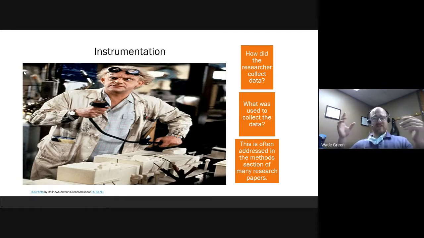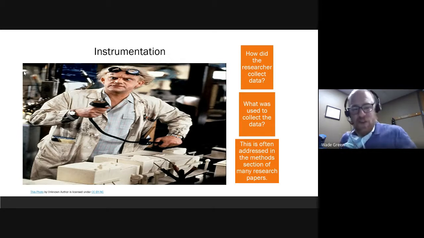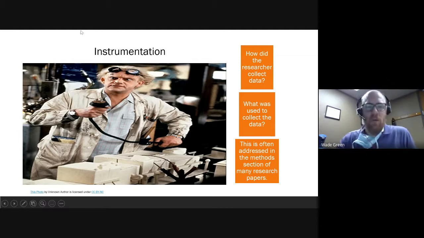Oftentimes, people will utilize a specific protocol or a specific device within a study to collect data. That is often called instrumentation. And when it is utilized inside of a research manuscript, the author will often write a section describing the methodology of how that instrumentation was used. So instrumentation is a very, very important part, obviously, of any research manuscript and also of any research project, because there are a lot of considerations that go into not only what instrumentation to use, but how that instrumentation might actually affect the outcome of a study, right?